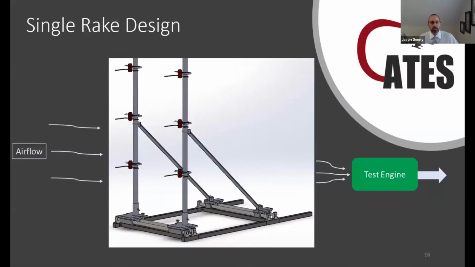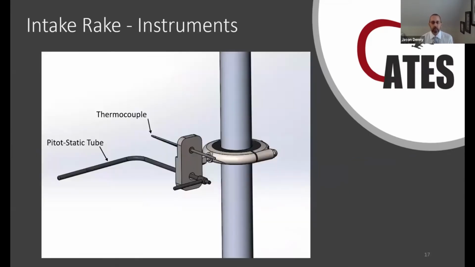Okay, this just shows a closer view of the rake inside the test cell, so you can get a better visual of the airflow coming through from the left across our instruments, and then through the test engine intake, and then out the exhaust. Next slide.